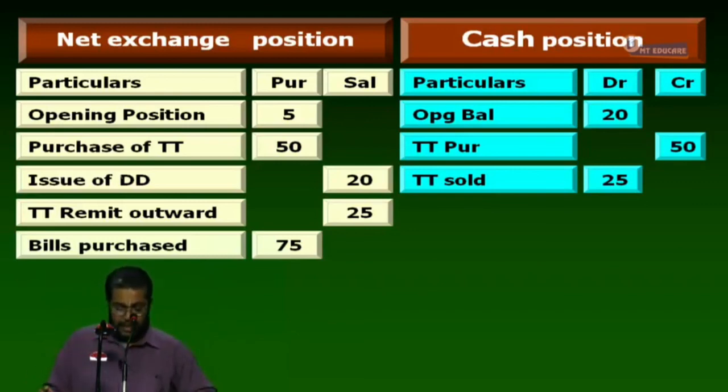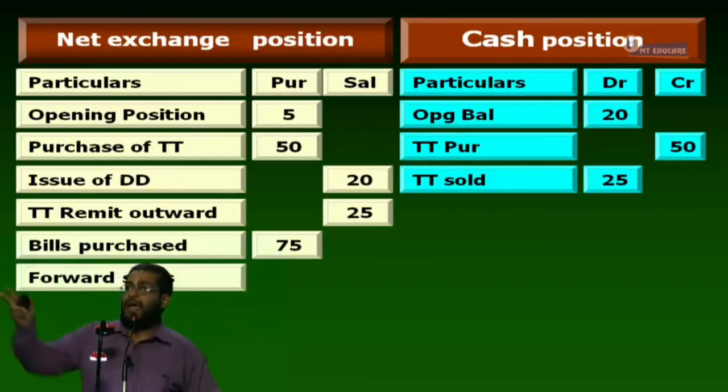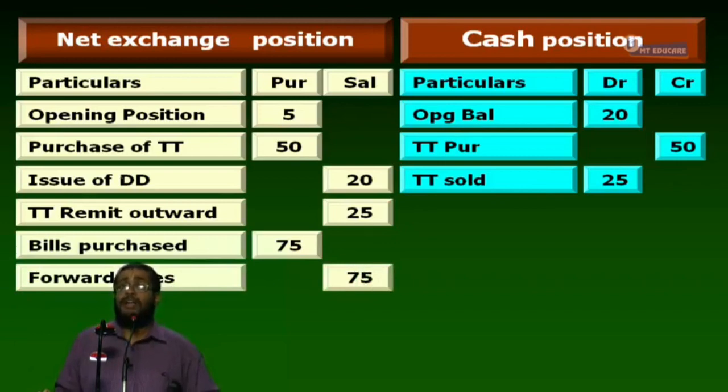Next is forward sales. Is it a sale or a purchase? A sale. The bank entered a forward sell with the customer. So what is a forward sell? The sell amount is 75,000. Will it affect the nostro account or not? No. It affects only on the due date of the forward. Right or not?